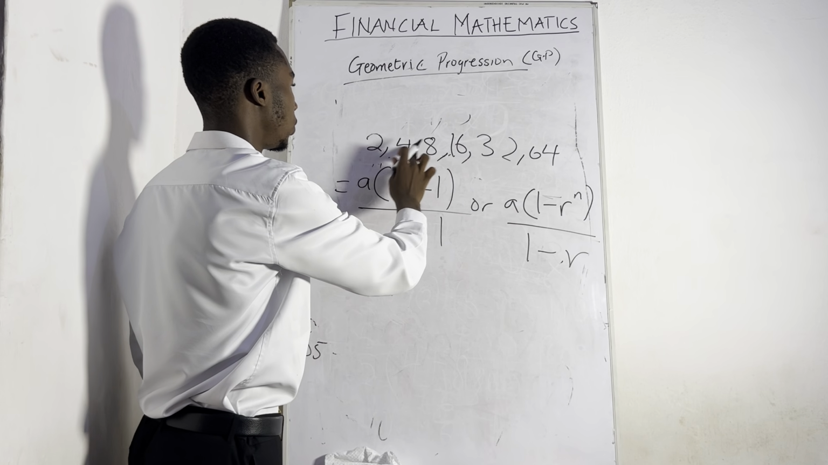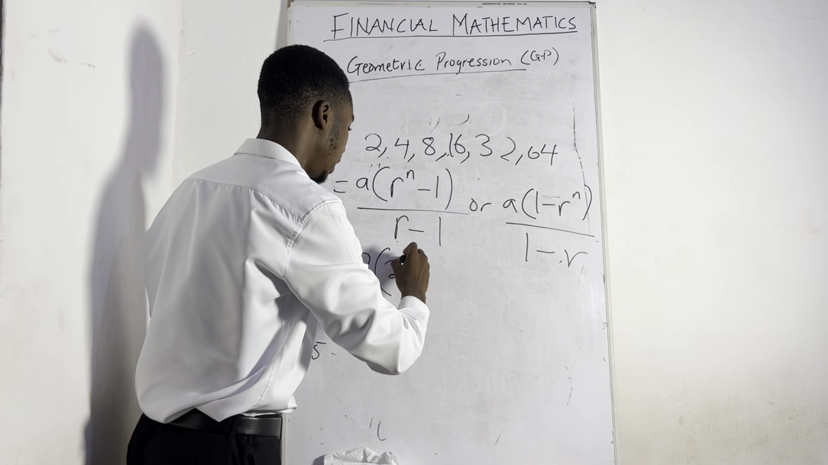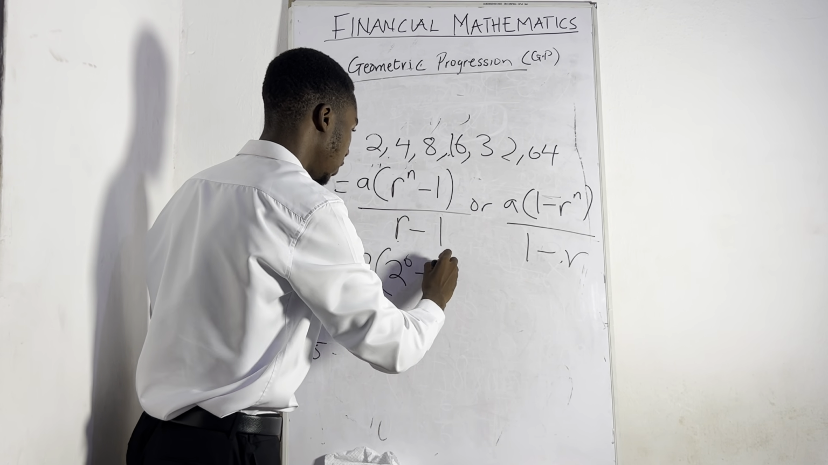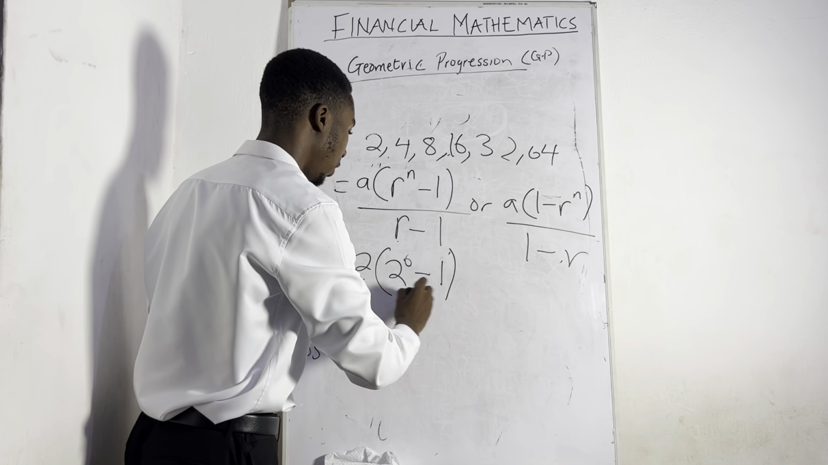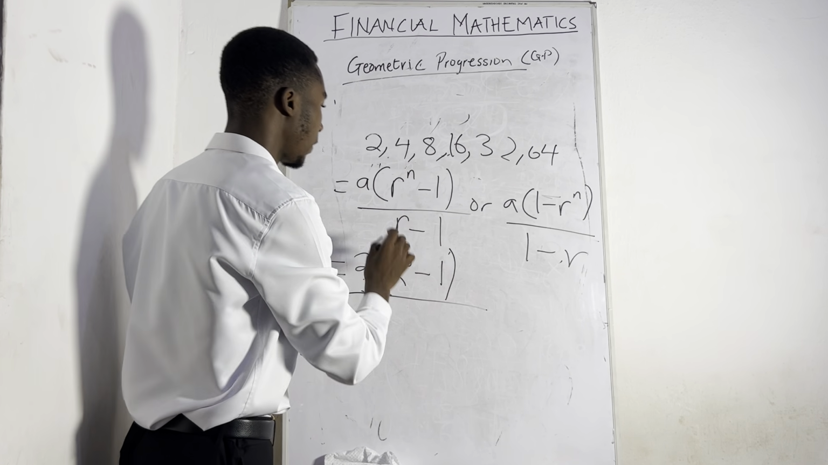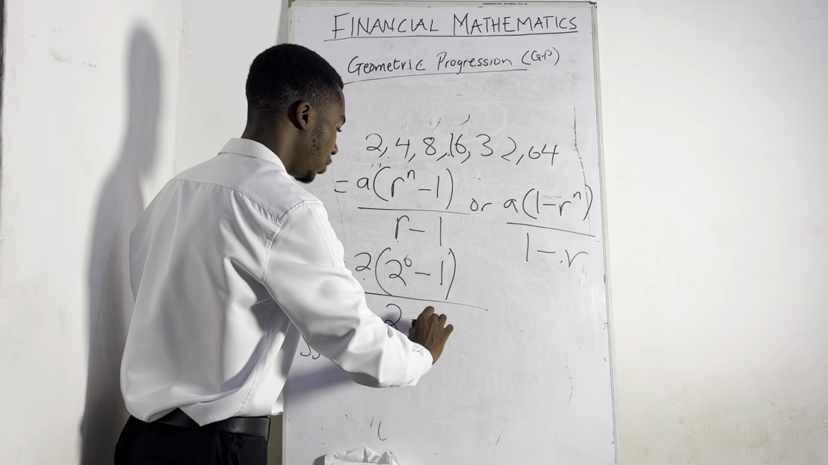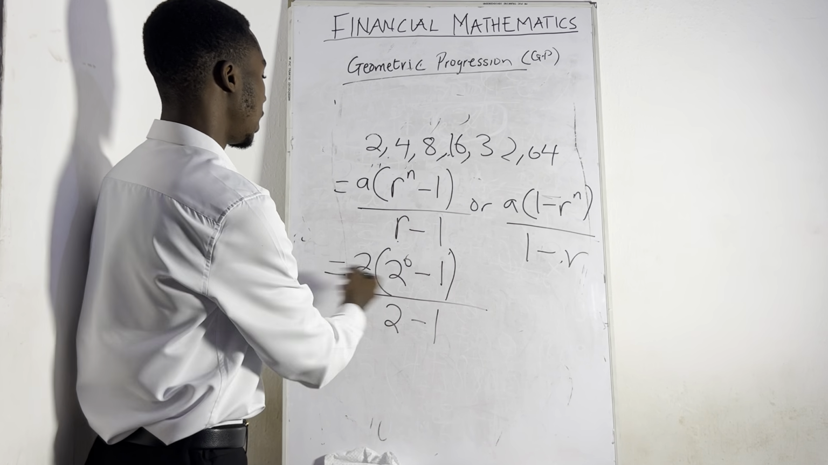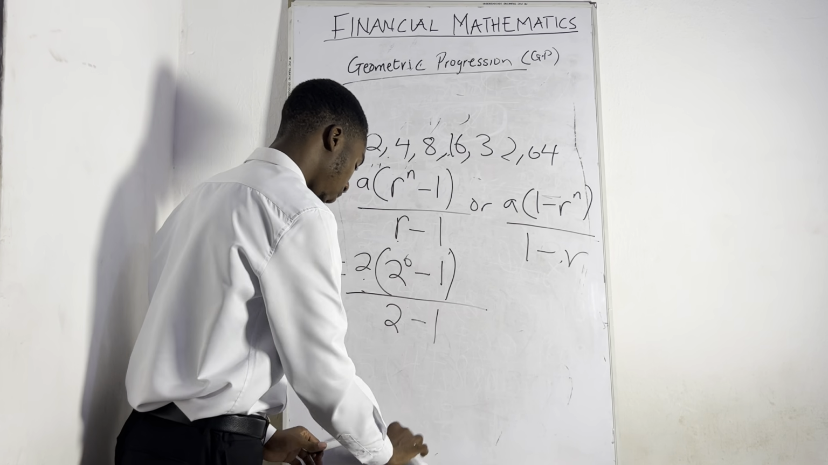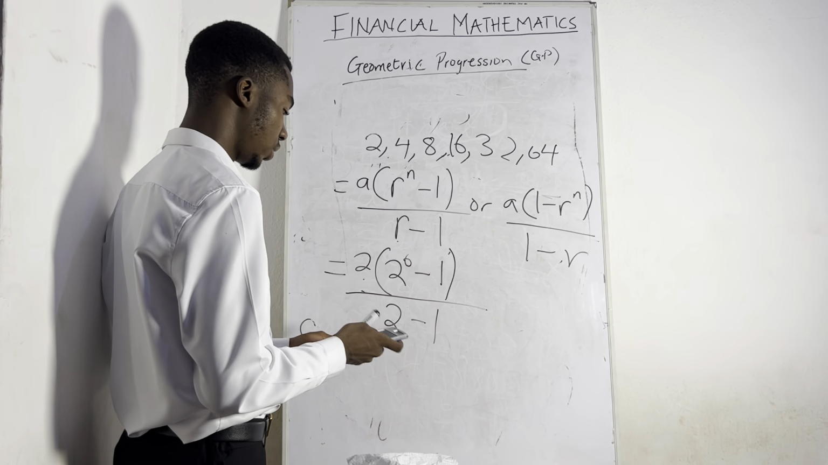This is 1, 2, 3, 4, 5, 6. So 6. Then minus 1. Then close the brackets over r minus 1. What is our r? Our r is 2, which is our common ratio, then minus 1. So we can just punch all this on the calculator. So let's punch it on the calculator and see.